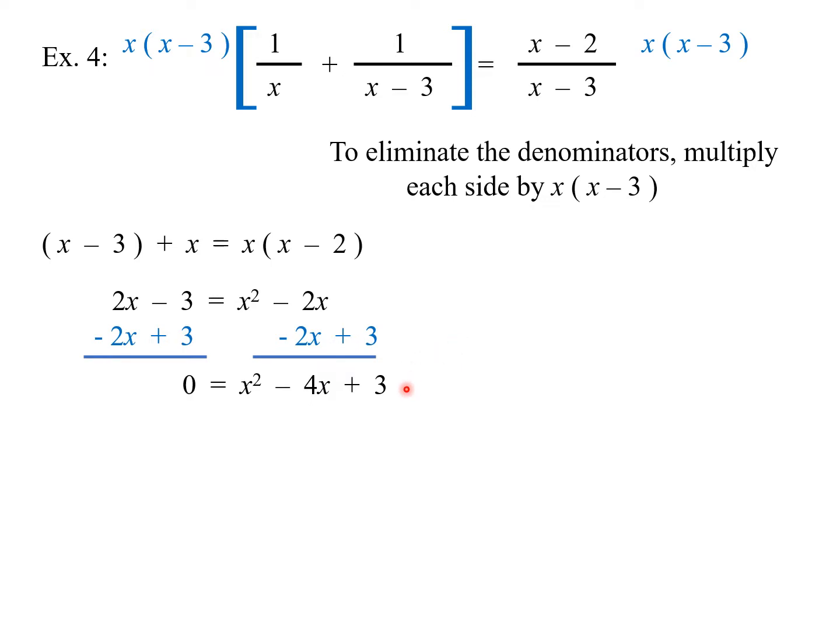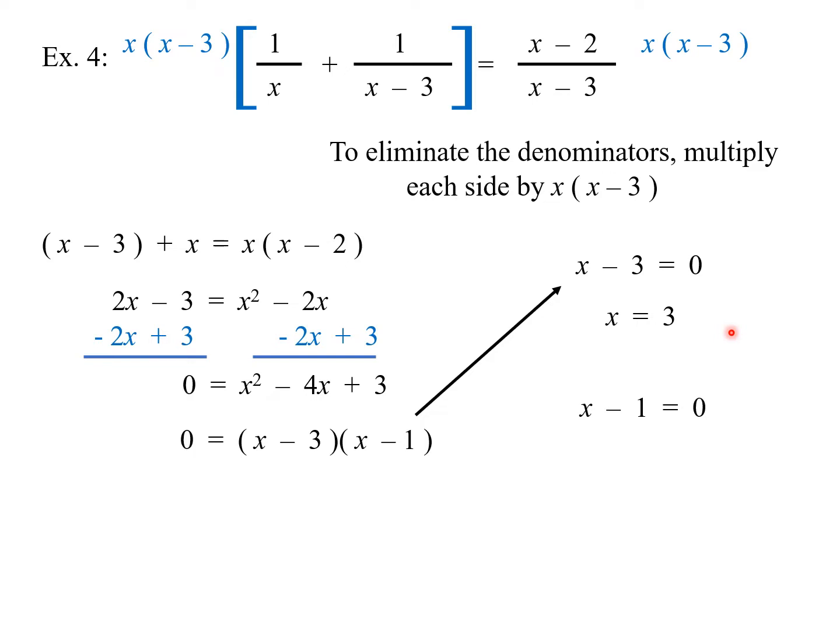And now we go through the business of factoring that, and I get quantity x minus 3 times quantity x minus 1. Okay. And now we're going to separate and solve. So x minus 3 is equal to 0, yields an answer of x equals 3. x minus 1 equals 0, yields an answer of x equals 1.